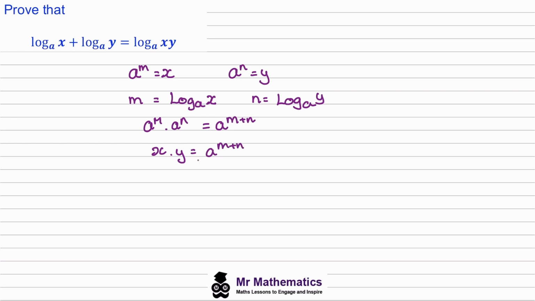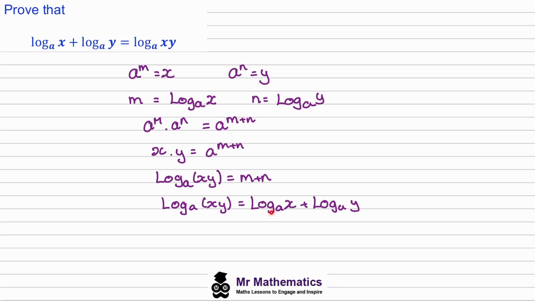Now if we write this in log form, it'll be the log of xy to the base of a will equal the power m plus n. And we know that this m is given here, and this n is given here. So we can substitute each of these into our right-hand side. And this is exactly what we have here. The log of x to the base a plus the log of y to the base a is equal to the log of xy to the base a. So this is the multiplication rule. Let's move on to proving the division rule.